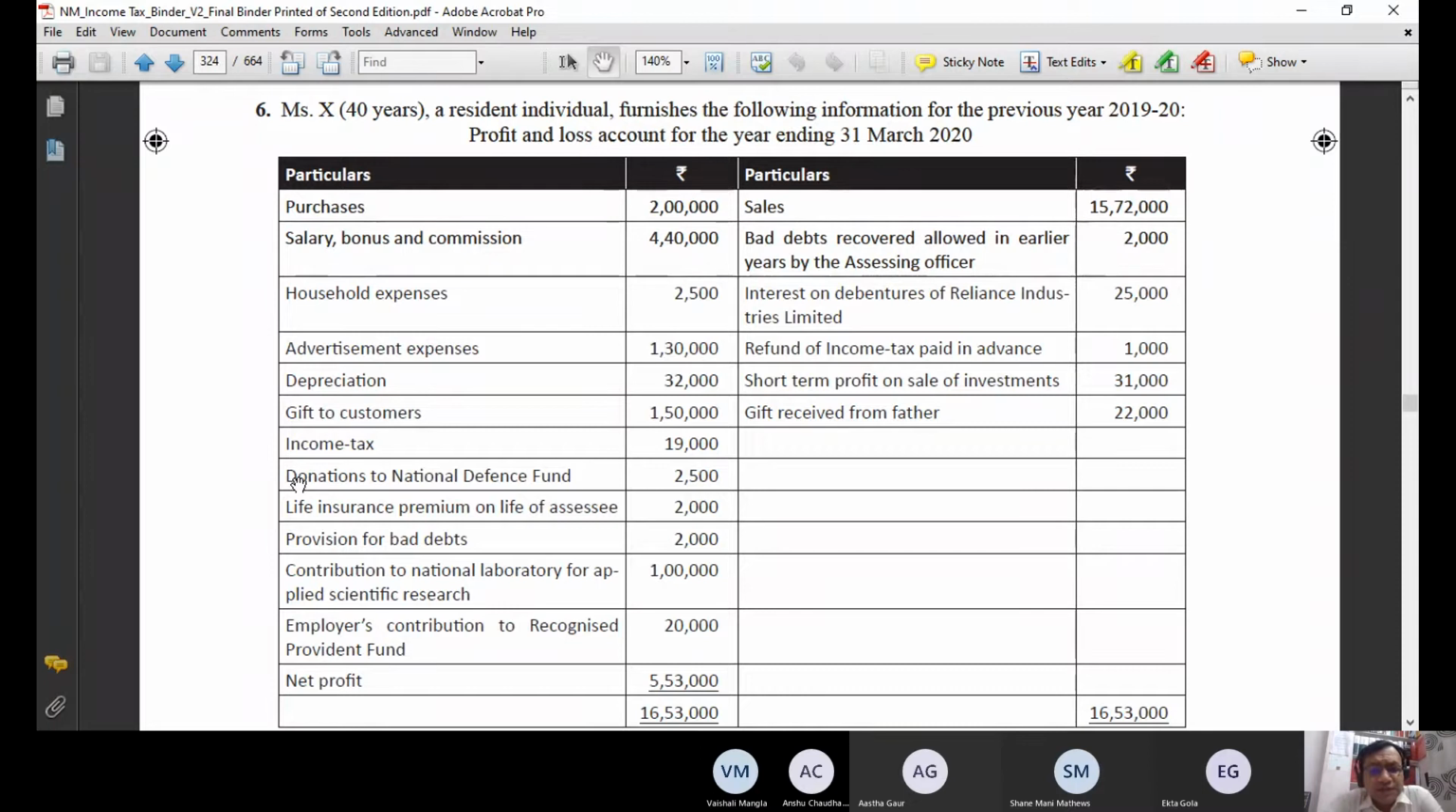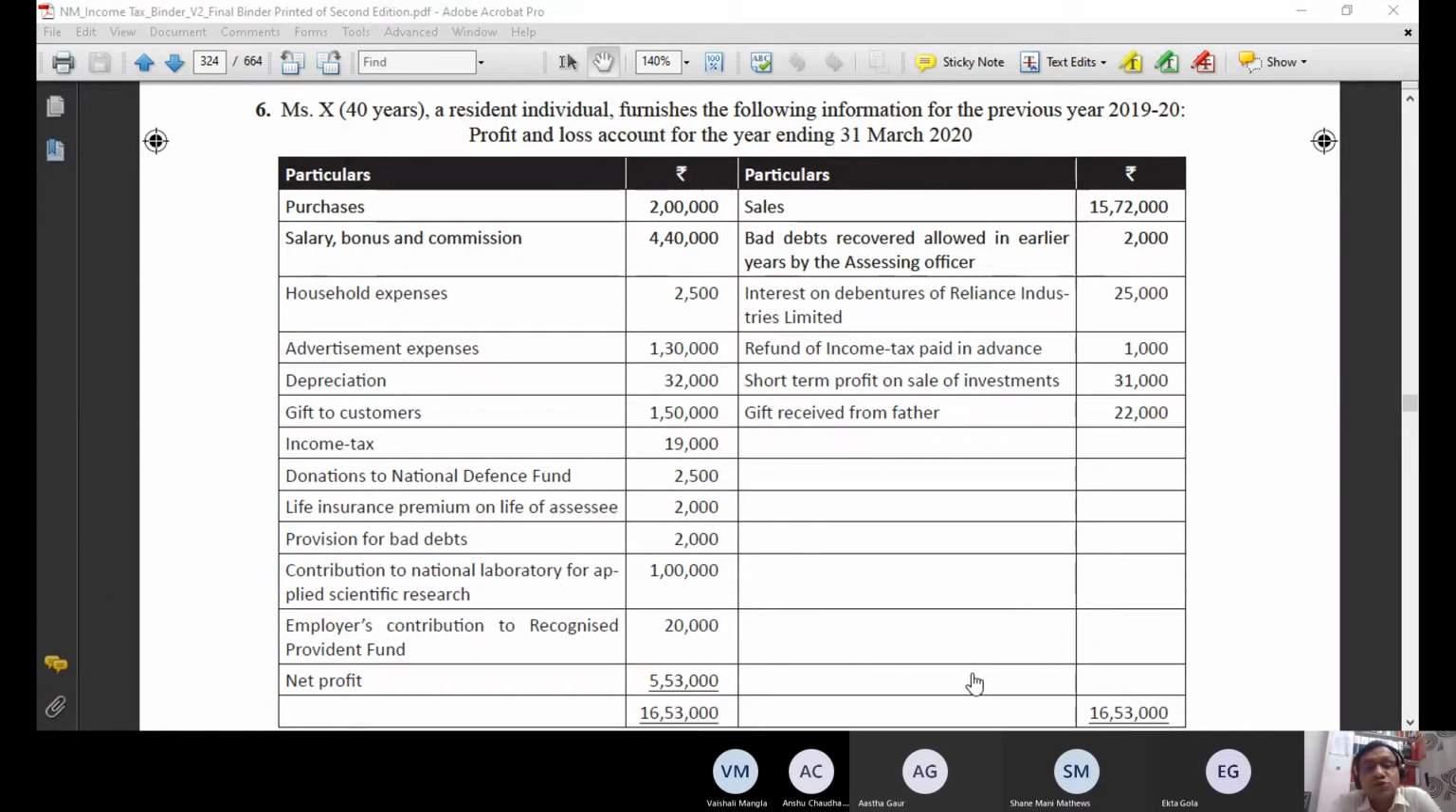Donations to National Defence Fund 2500. Can you tell me the treatment of this point? Anyone who can tell me what will happen with this donation to National Defence Fund? Is it a business expenditure? Is donation for the National Defence Fund a part of my business? No, sir. So I will add it back.